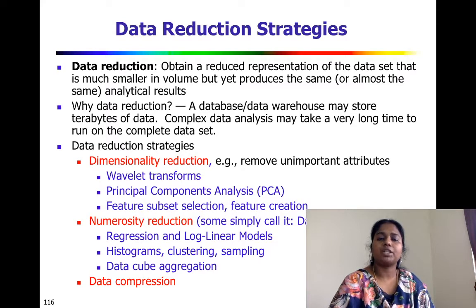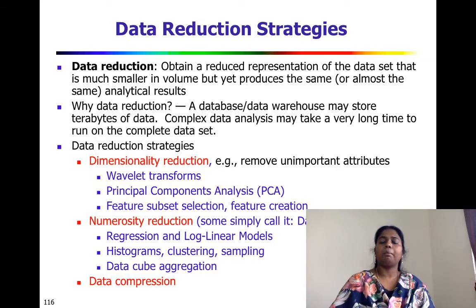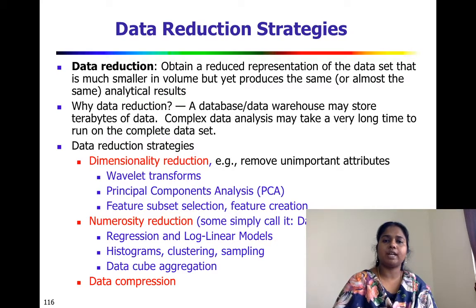So, in data reduction strategies, the first form of data reduction is called dimensionality reduction, where we remove the unimportant attributes as a whole. So, the entire column can be removed based on the dimensionality reduction method. We have seen methods to identify such irrelevant attributes. One is using the wavelet transforms. Wavelet transforms identify the most important attributes, or try to represent the attributes in frequency domain, which reduces the size of the data.